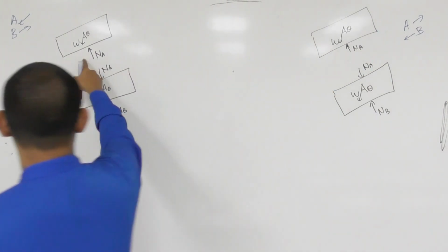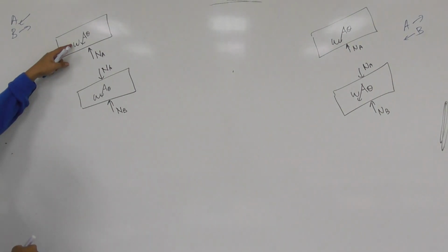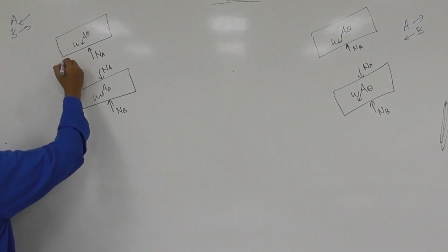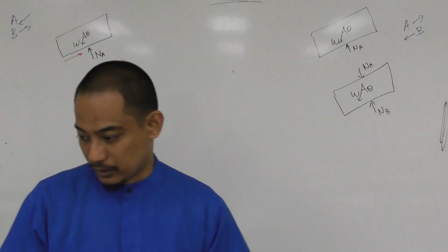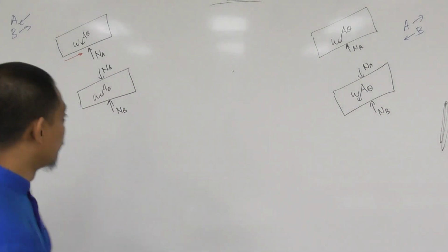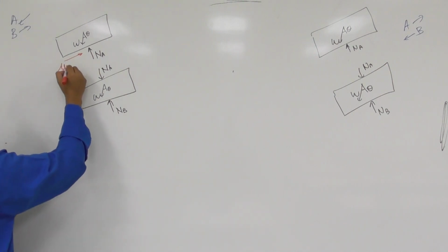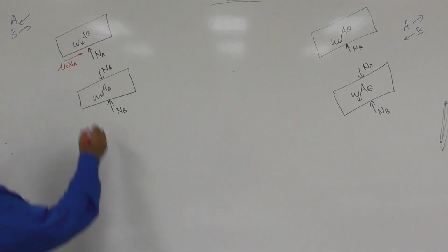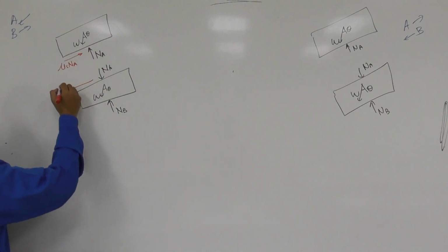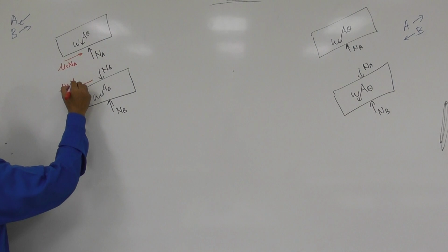So in this case, because block A is going down, friction is on this side, right? And you have mu s NA. If this is on this side, then this one will be on the opposite side, mu s NA.